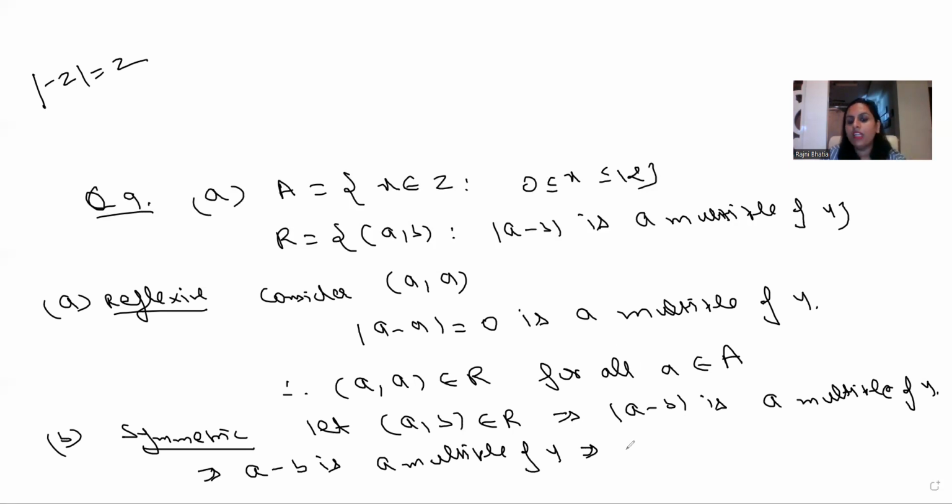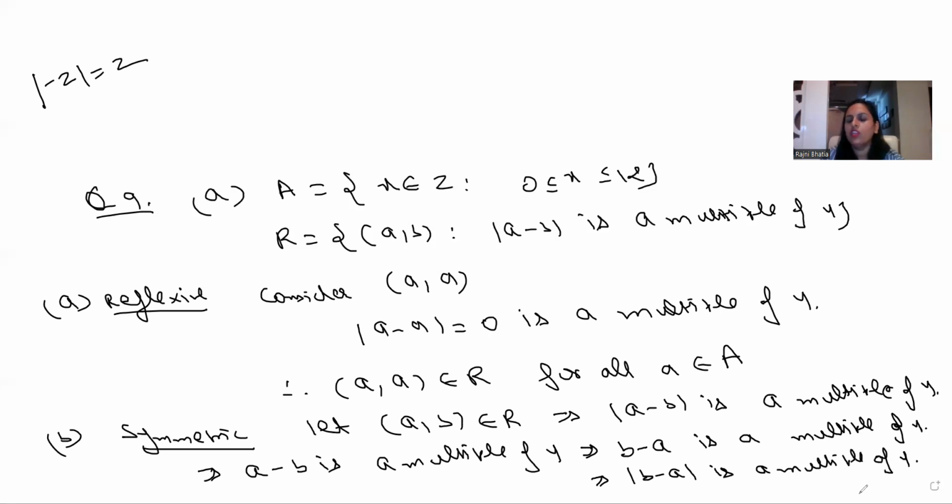So if a minus b is a multiple of 4, this implies b minus a is also a multiple of 4. अब b minus a अगर एक multiple of 4 है तो उसका मॉड्यूलस भी multiple of 4 है. So modulus of b minus a is a multiple of 4. So we can say that (b, a) also belongs to R, and therefore the relation is symmetric.